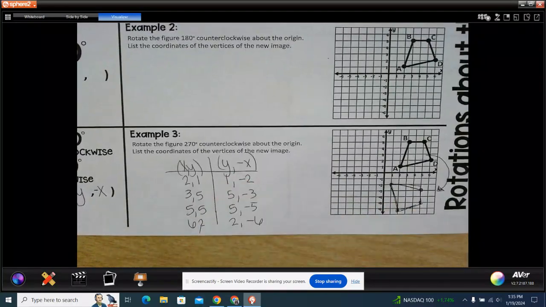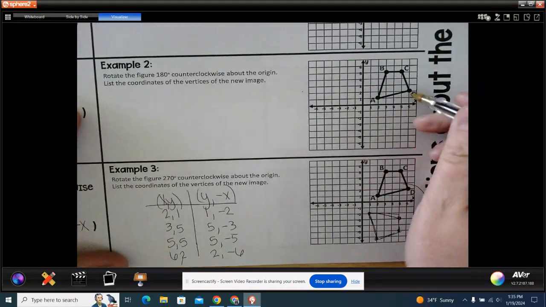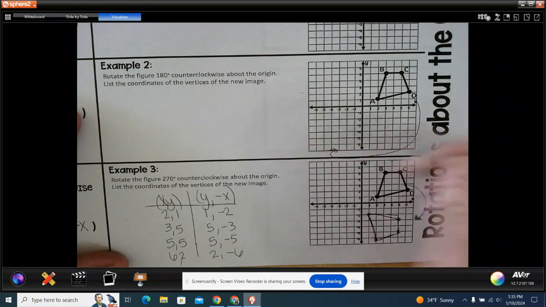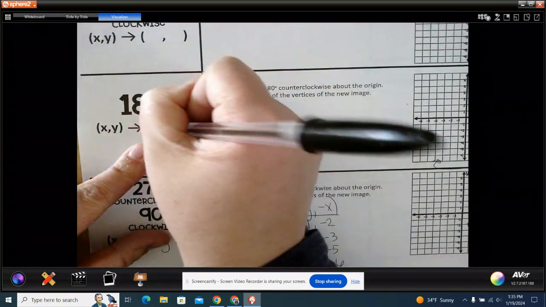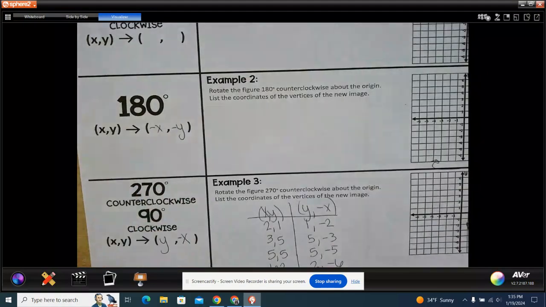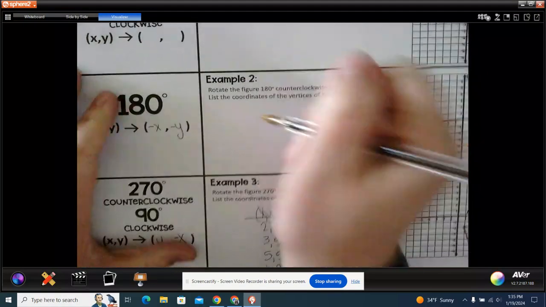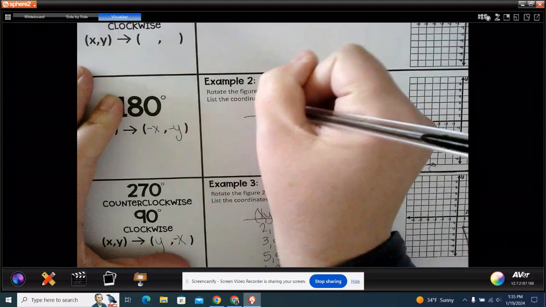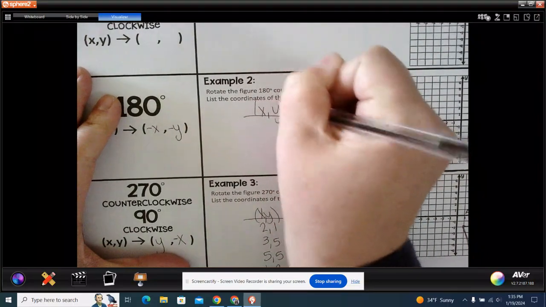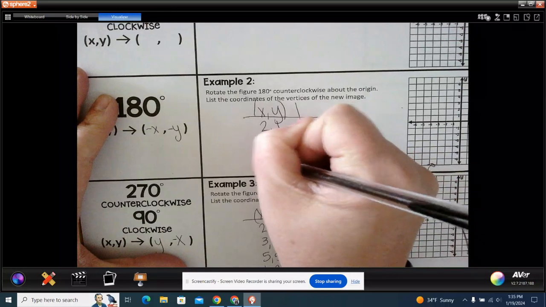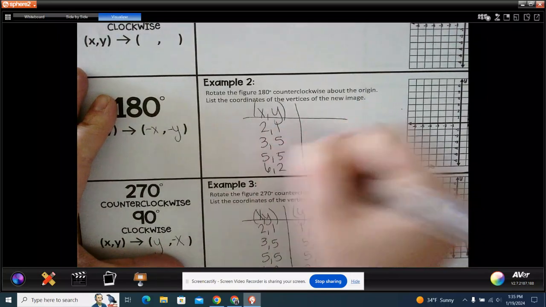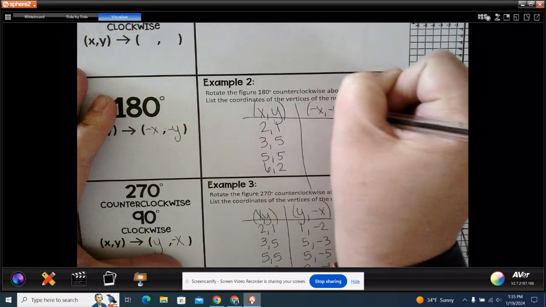So let's look at 180 degrees. 180 degrees is being rotated over two quadrants. So we're going to end up in quadrant 3. So the rule is change the signs for your x and your y. Leave them in the same position, just change the sign. So we have the same points as below. And then for this, all we're going to do is change the sign.